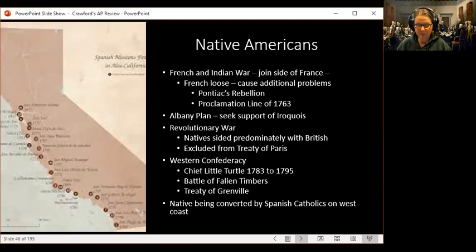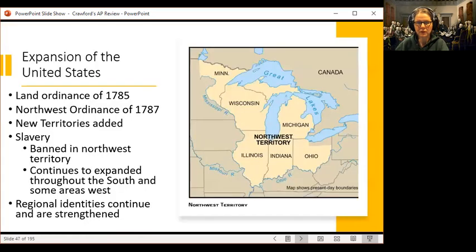So native tribes fluctuate at this time in their alliances with the Europeans and with other tribes. And at the exact same time, on the far, far west, we know that the natives are being converted by the Spanish Catholics on the West Coast. And that image there is just some of those Spanish missions that are launched all up and down what we would call California today. All right, so the United States is going to expand during this time period.